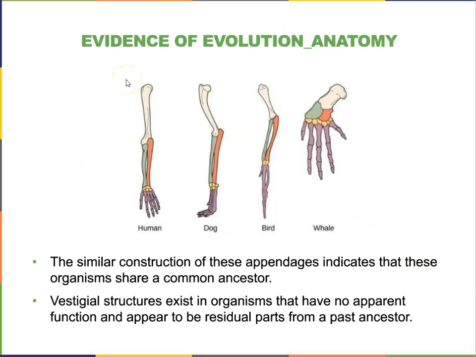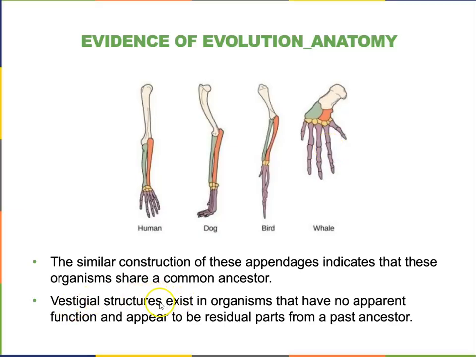Another piece of evidence for evolution is the similarity in anatomy across different species. As shown in the structure here, human, dog, bird, whale, they all have humerus, ulna, phalanges, and wrist bones. Even though the shapes of those bones are different across species, they all have the same bones.